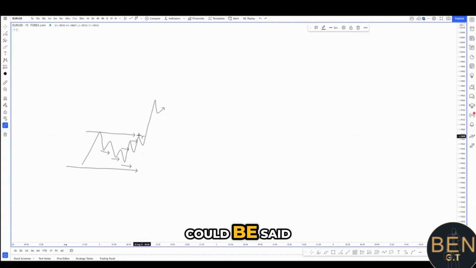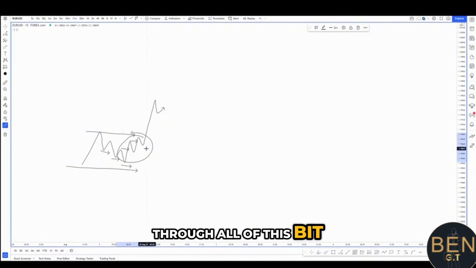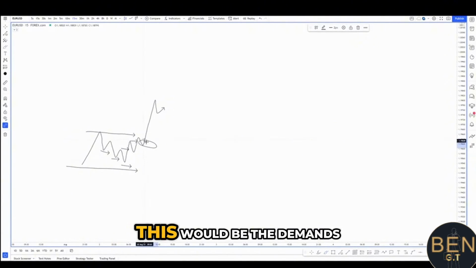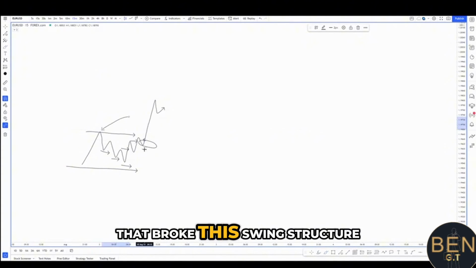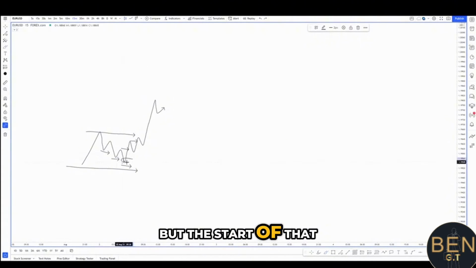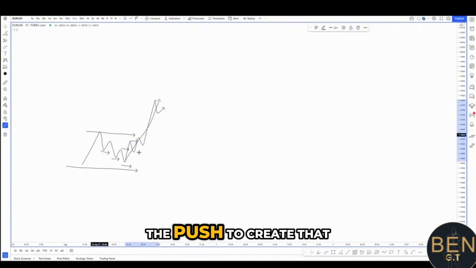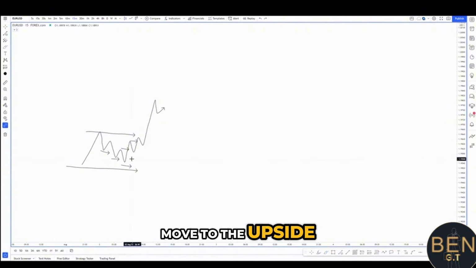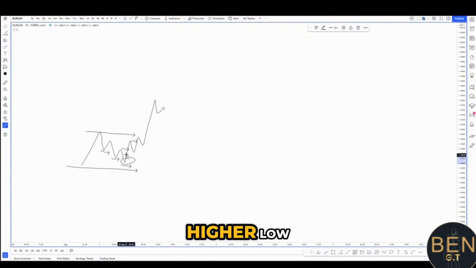And then one thing that could be said through all of this bit of price action, because of course, in theory, this would be the demand zone that broke this swing structure, but the start of that move actually came from this, which is the extreme. So in theory, the push to create that move to the upside would have derived from the higher low that is forming here in this uptrend.